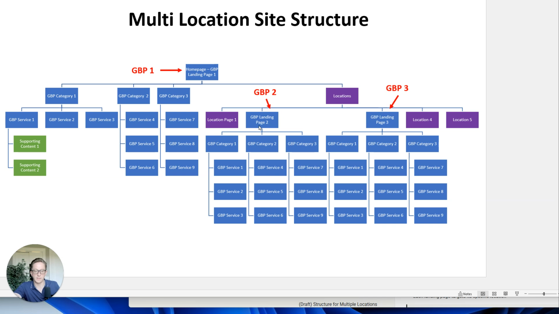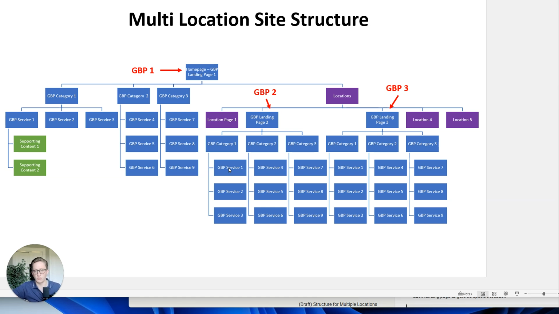Right? So GBP landing page 2, the target keyword will be primary category city name. The category 1, this is the first secondary category. The target keyword will be secondary category city name, and this will be service city name. So you've basically built out the exact same hierarchical structure under each one of the GBP landing pages. The supporting content is supporting this service. If we needed supporting content for this service, it would look exactly the same. We'd have supporting content linking to that.